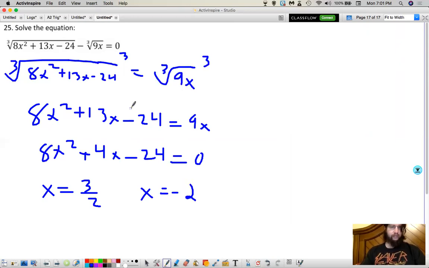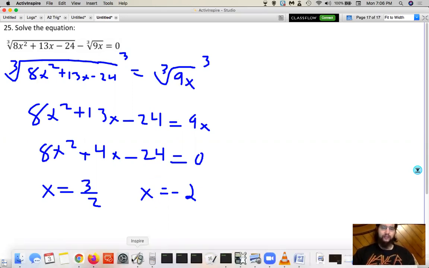Oh no, can we not have a negative under the radical? Yes, we can have negatives under the cube root. Since it's an odd index. For an even index, we cross out negative 2 immediately. It's always best to check.